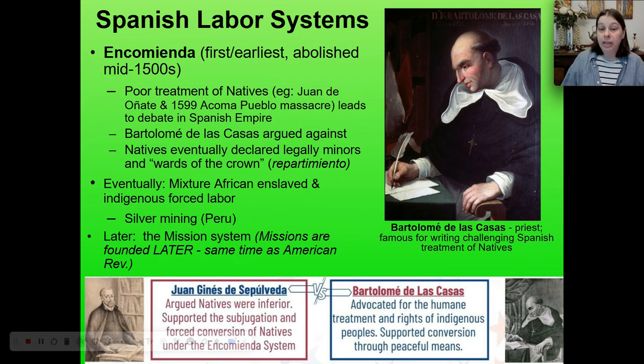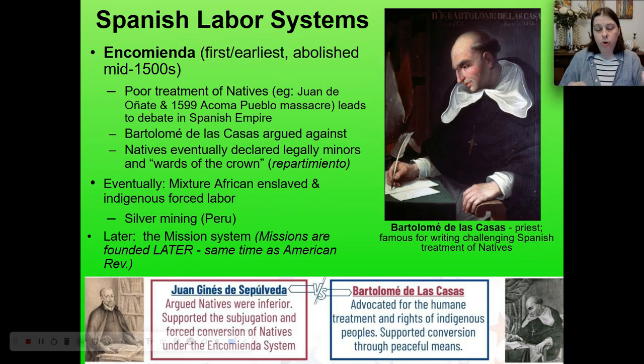It's very highly exploitative. In fact, the system of encomienda leads to such bad mistreatment of natives that we see debates springing back up in Europe. This is a key concept about debates over treatment of Native Americans. You can see down at the bottom of the slide, by far the most famous one, a very common source of stimulus that the College Board likes to use, between two men, Juan de Sepulveda and Bartolomé de las Casas.